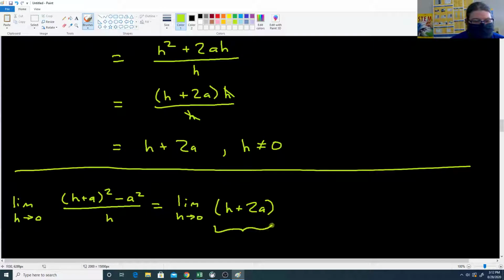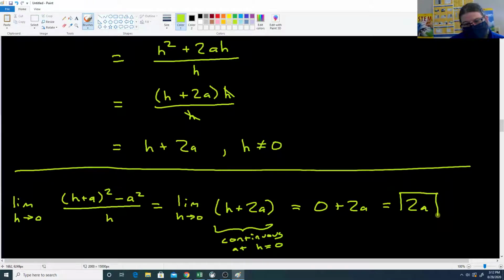And this is continuous because a is a constant at h equals 0. Since a is a constant, this is actually a polynomial, or you could say it's linear, so it's continuous. And that will equal, we can plug 0 in for h, so we get 0 plus 2a. And that whole thing will simplify down to 2a. And that'll be our answer.